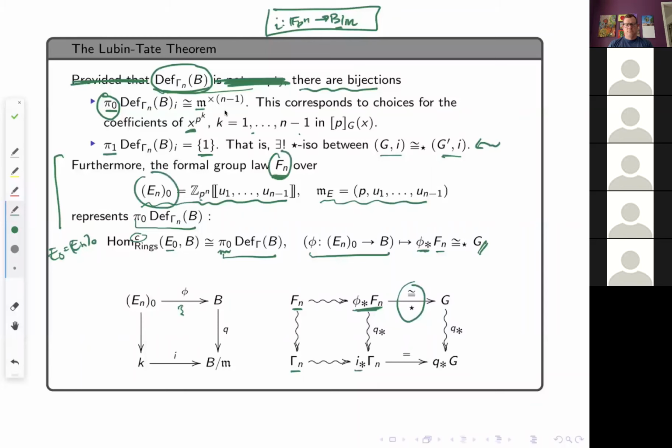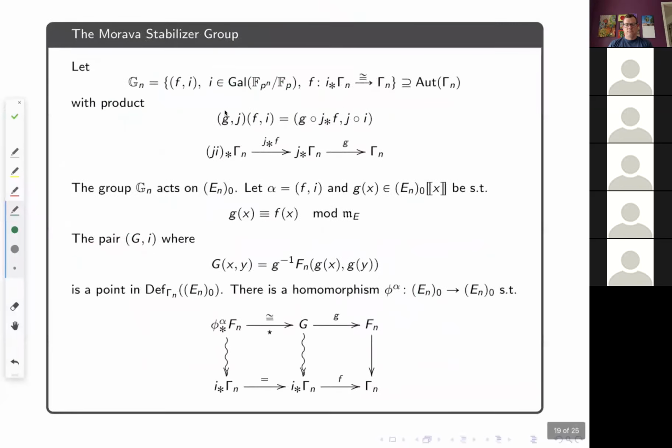All right, so now what's the stabilizer group? You've got gamma n, you've got the deformations of it, and you've got something that represents these deformations. But gamma n has a group of automorphisms. Just because of the representation, this automorphism group will act on the representing object.